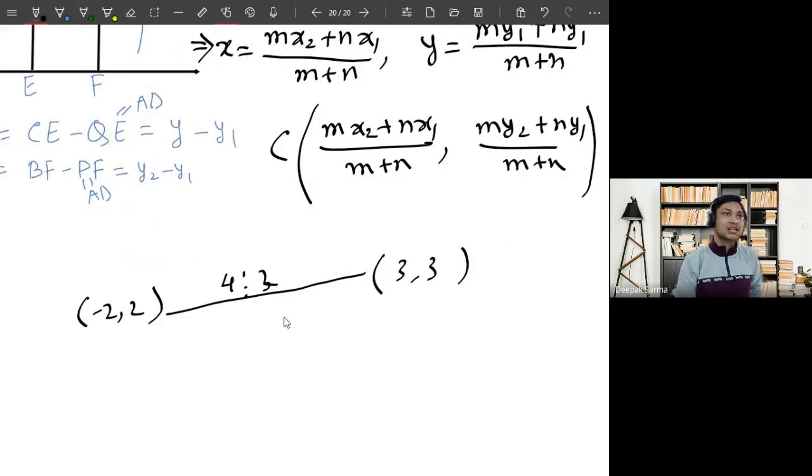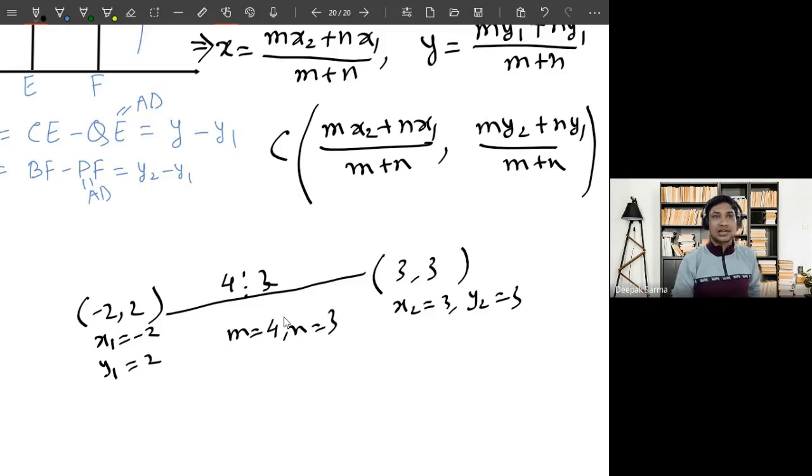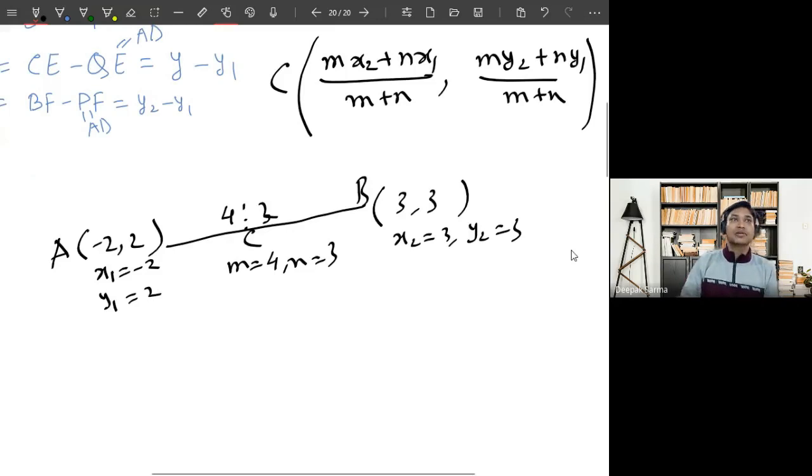The points are here: x1 is -2, y1 is 2, x2 is 3, y2 is again 3, m equal 4, and n equal 3. Now I have to find the point which divides the line segment. If you want, you can write it A, B. I have to find the point C which divides AB in the ratio 4 is to 3. If you simply use the formula, you can find it.